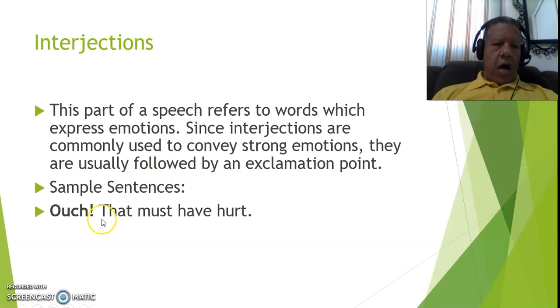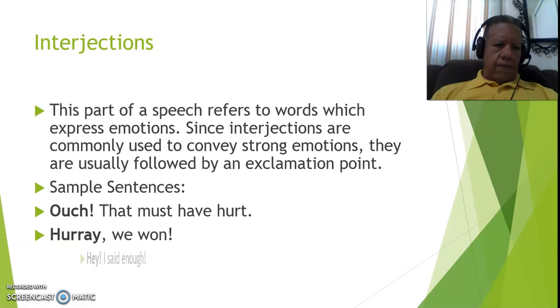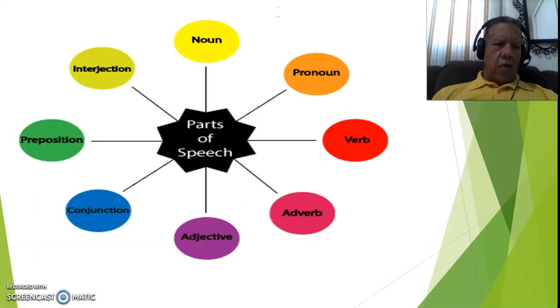For example, ouch, that must have hurt! Fíjense que la interjección ouch está seguida de un signo de admiración. Hooray, we won! We got here hooray. This is another exclamation interjection. Hey is another interjection. And let's make a summary of this.